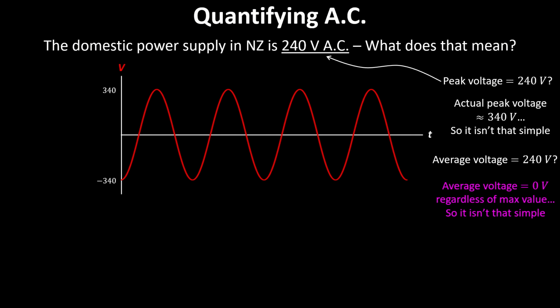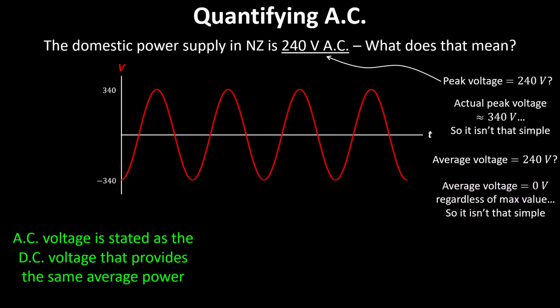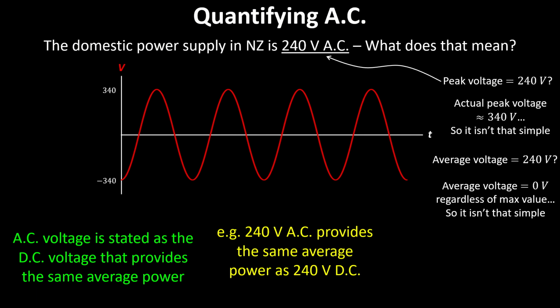So it isn't a case of being peak voltage, and it's not a case of being average voltage. What we're actually doing is we use the term, the voltage we describe, the 240 volts, is the voltage that would provide the same power as DC voltage of 240 volts. So 240 volts AC provides the same average power as 240 volts DC. That's so we can compare them. Basically, that means if you have the same light bulb, and you plug it into 240 volts AC and 240 volts DC, it should be the same brightness.